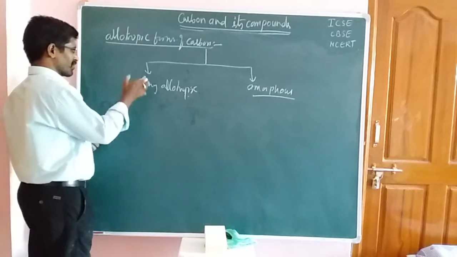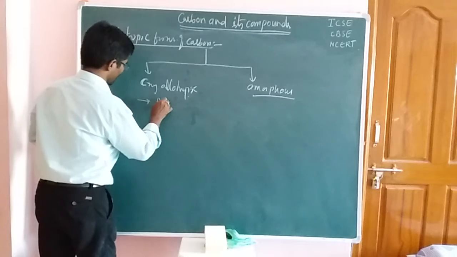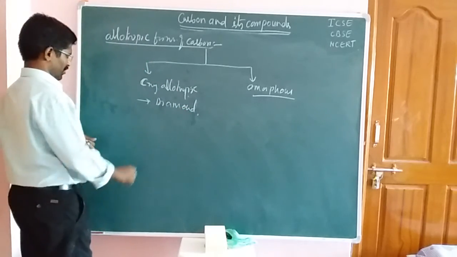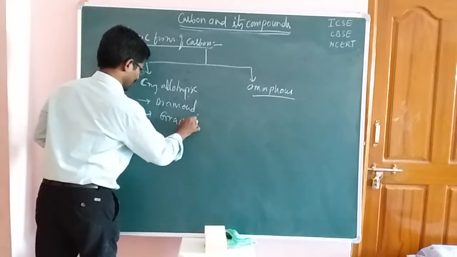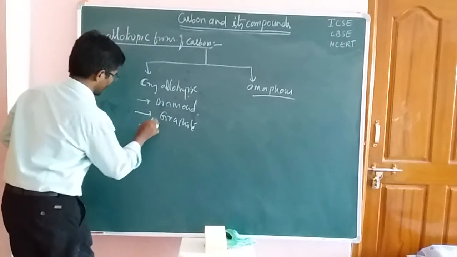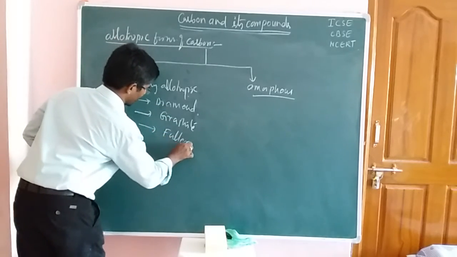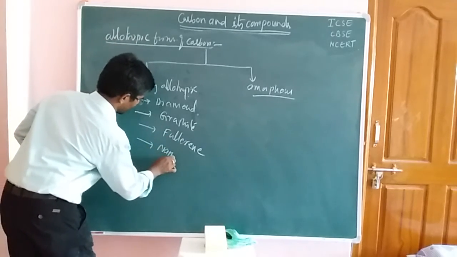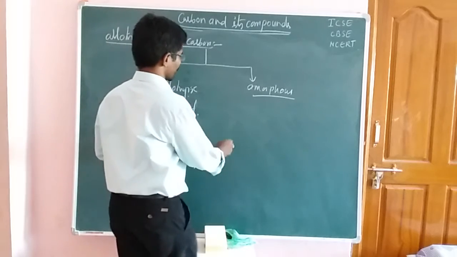In the case of crystalline allotropic forms, the first one, diamond, is the most important, the pure form of carbon. Okay, students. And the next one is graphite. So diamond, graphite, and the next one is fullerene. These are the important ones. And the next one is nanotubes.